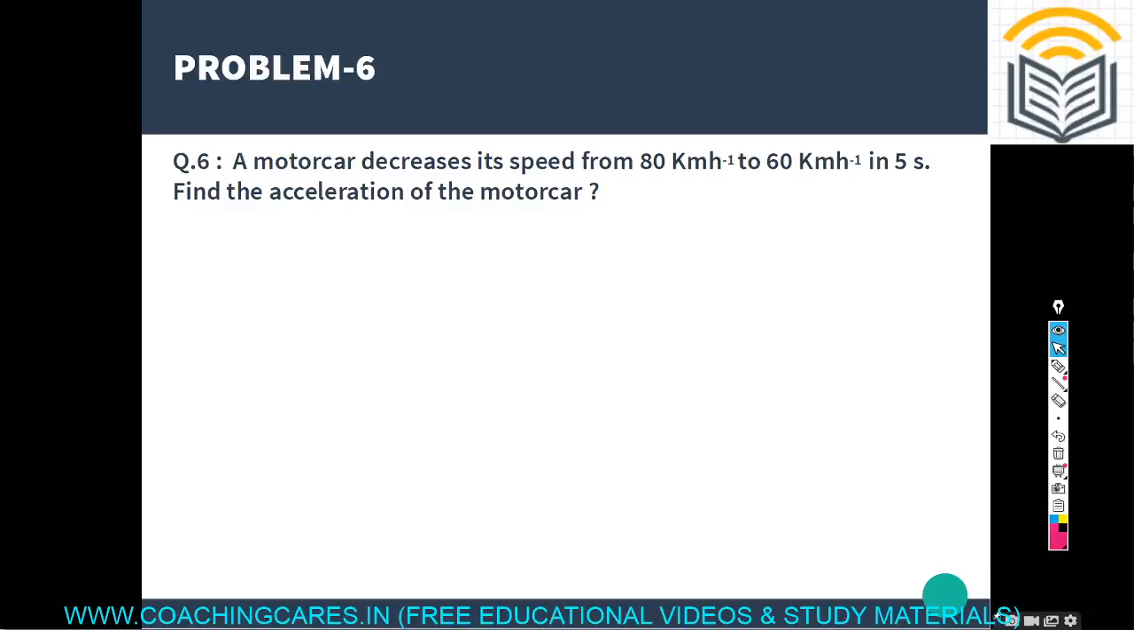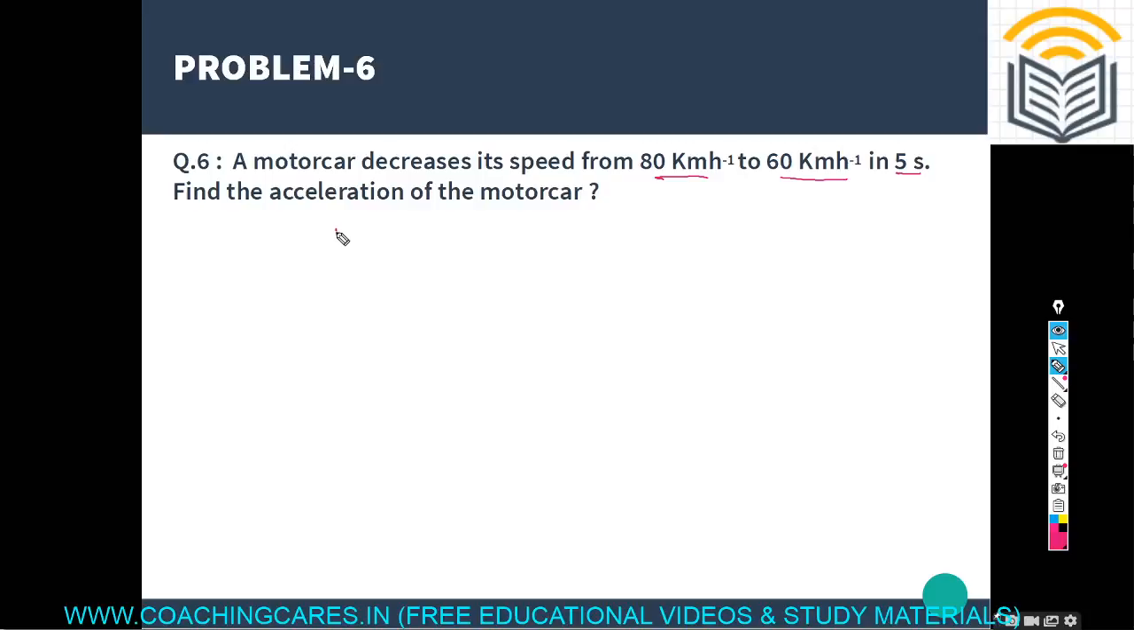In this lesson, we are going to study some numericals. This is problem number 6. Under this problem, a motor car decreases its speed from 80 km per hour to 60 km per hour in 5 seconds. So let us note down the data.